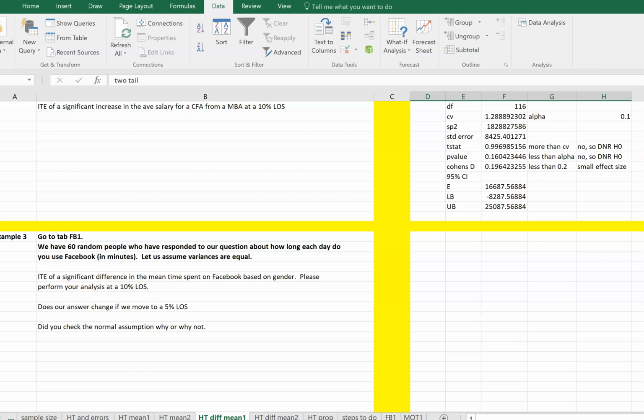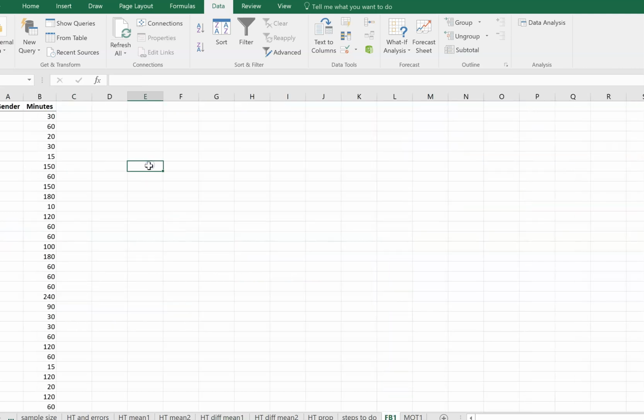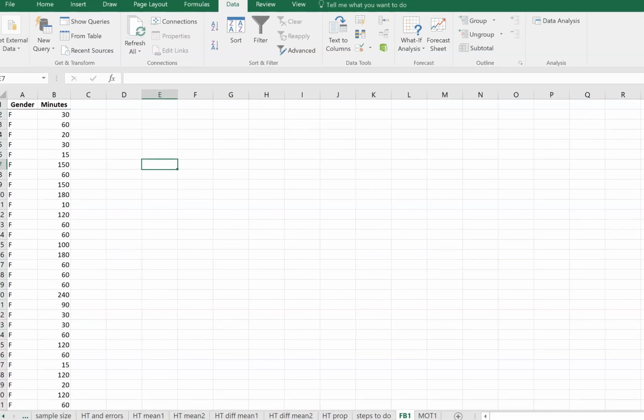So we go to the Facebook data, and here is our data based on gender, which you can't see. I got to move this over a little bit. There we go. Gender in minutes. So we have gender in minutes broken down in this table. And again, the hypothesis we're wondering is, do we think the amount of time spent on Facebook is different based on gender?